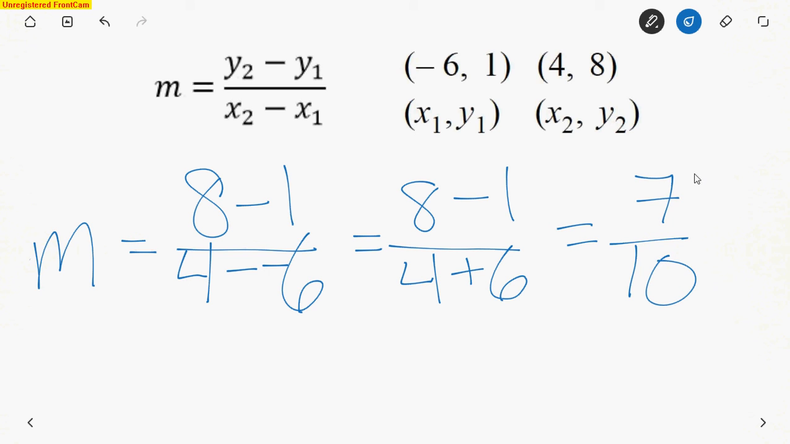Okay? That's all we're going to talk about tonight for our slope. So remember, 2 different ways to find the slope. Both of them are just talking about our change in our y values divided by the change in our x values.